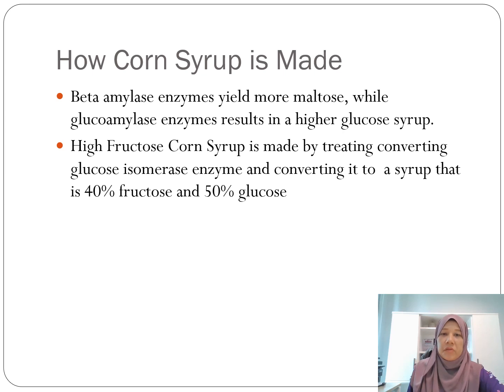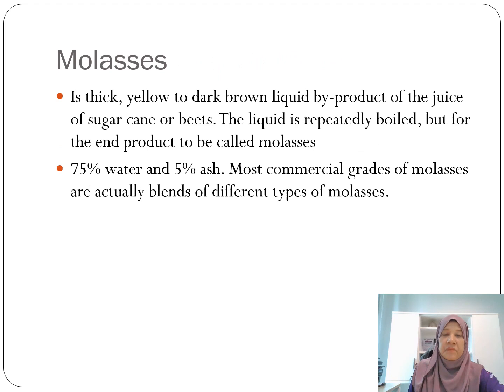High fructose corn syrup is normally made by using glucose isomerase enzyme, and then it will be converted to a syrup with the proportion of 40% fructose and also 50% glucose. For the molasses, hopefully you can Google the pictures, guys.